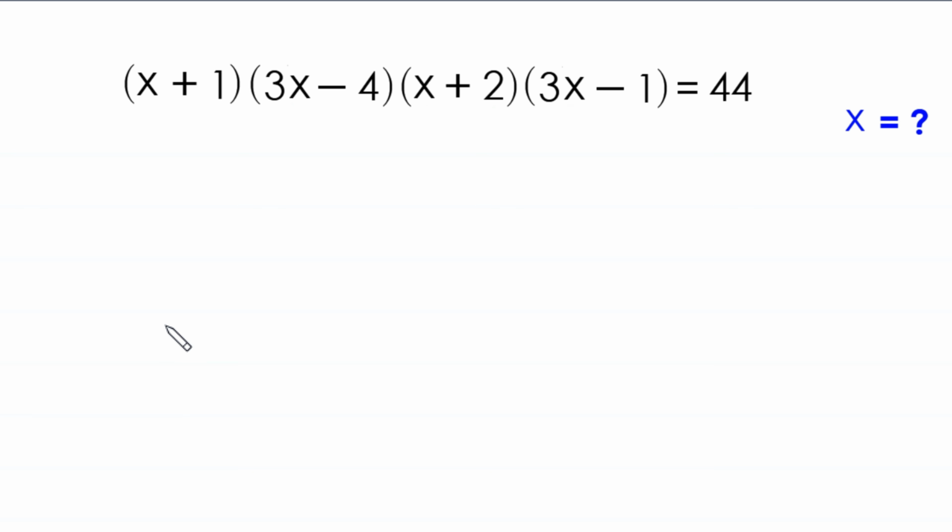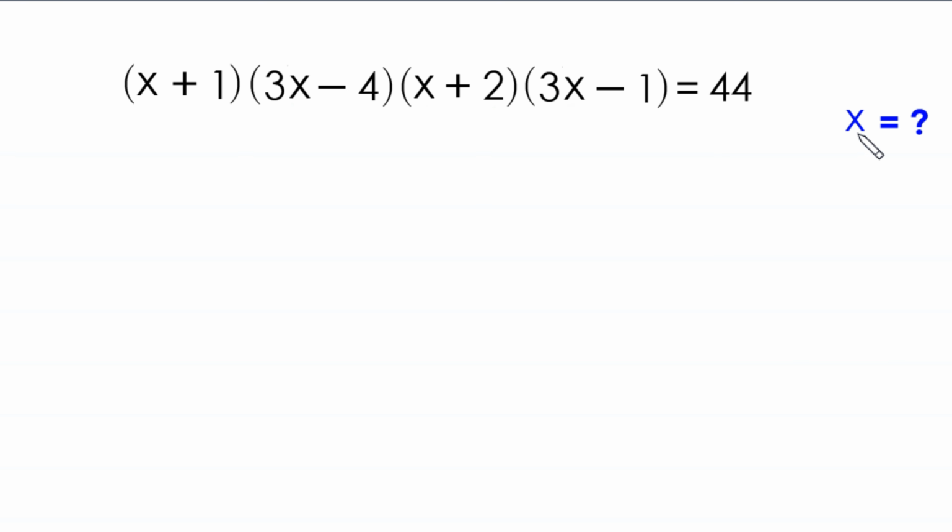Hello everyone, welcome to how to solve this very nice algebra equation: (x+1)(3x-4)(x+2)(3x-1) = 44. Our job is to find all possible values of x.